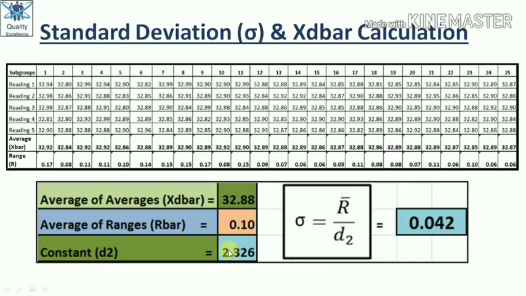So you can see here, if you want to calculate standard deviation, the definition of standard deviation is R bar. R bar is nothing but average of ranges divided by constant D2. So R bar is 0.1 upon D2, which is 2.326. So our standard deviation or sigma is 0.042. And this is our X double bar, which we will further need for calculating process capability.